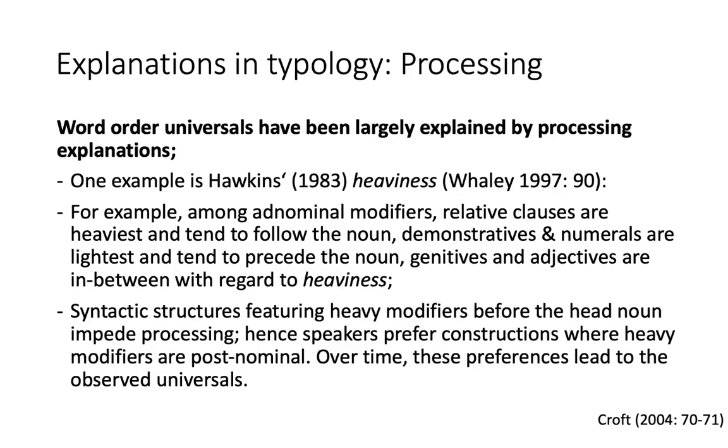Word order universals have been largely explained by processing explanations. So processing has been a very important explanation in trying to account for word order universals. One example is Hawkins' heaviness principle. One example that he gives is that among nominal modifiers, relative clauses are heaviest and tend to follow the noun. Demonstratives and numerals are lightest and tend to precede the noun, while genitives and adjectives are in between with regard to heaviness.